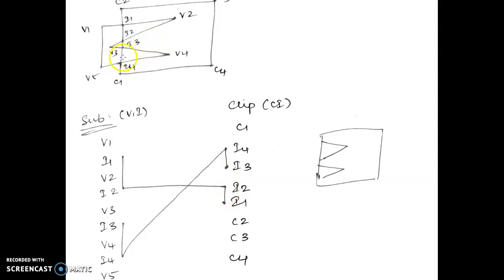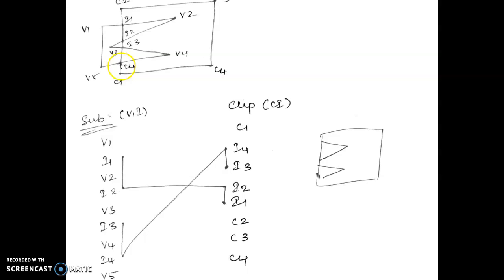So then the next thing, if you see, it will start at I3. Okay, so after I2, V3 will be there, which is not an intersection point. Then we'll come to I3. So I3, V4, I4. So that is what you can see. We can start at I3, V4, I4.